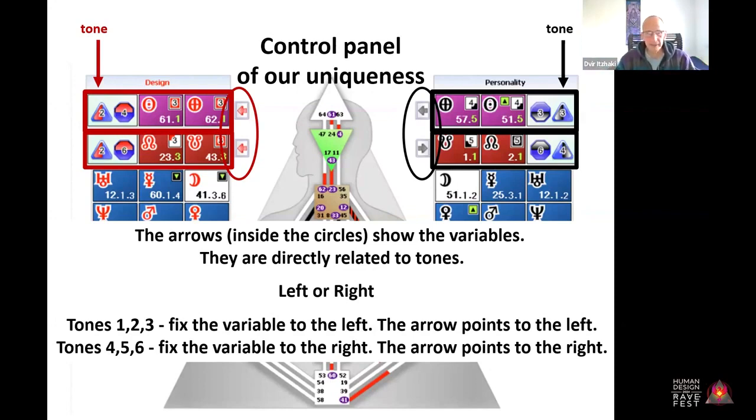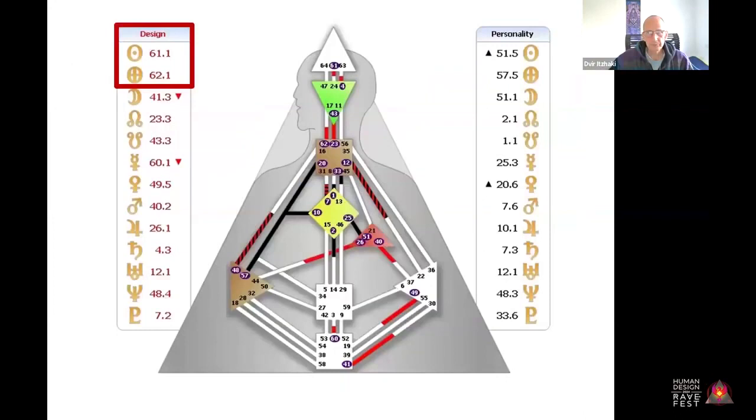And the way we do it is the tones 1, 2, and 3. You don't need to remember this, but if you see and you ask yourself why, so tone 1, 2, 3, it fixes it to the left, and the arrow points to the left, and tones 4, 5, 6 fix the variables to the right. Yeah, those in four places. And we will start with the first variable.